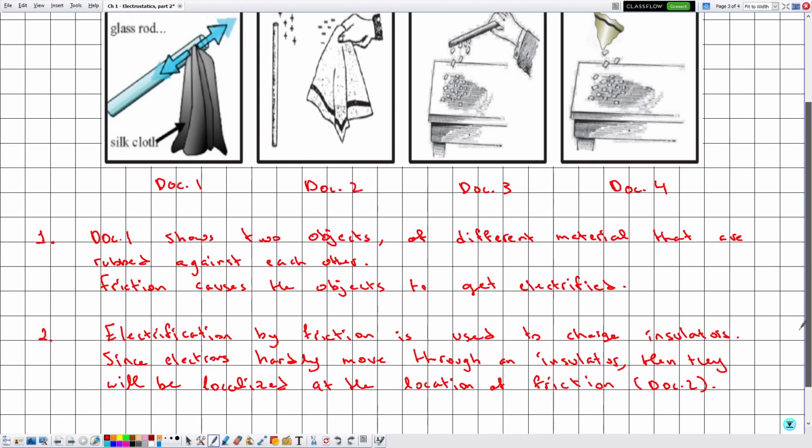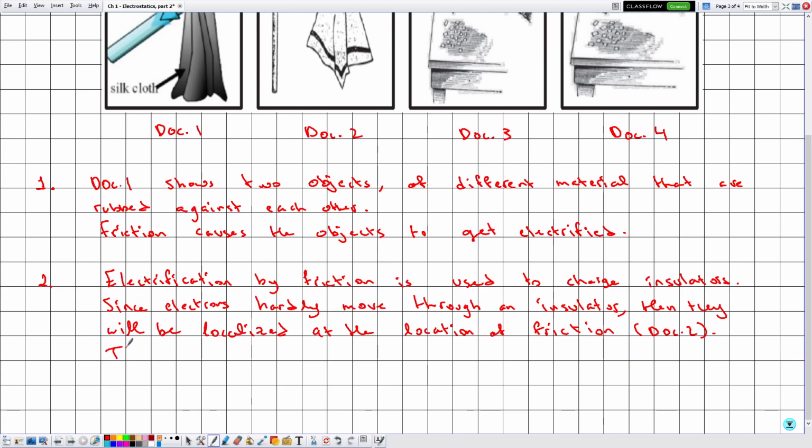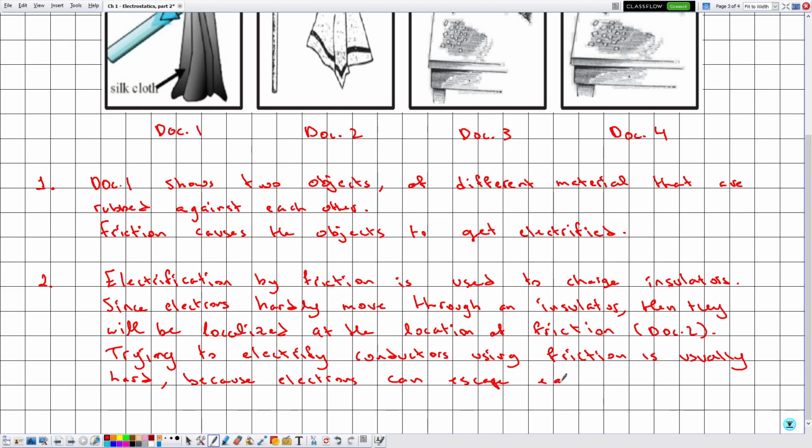Okay, now let me write here: trying to electrify conductors using friction is usually hard or challenging, we can say, because electrons can escape easily from a conductor.